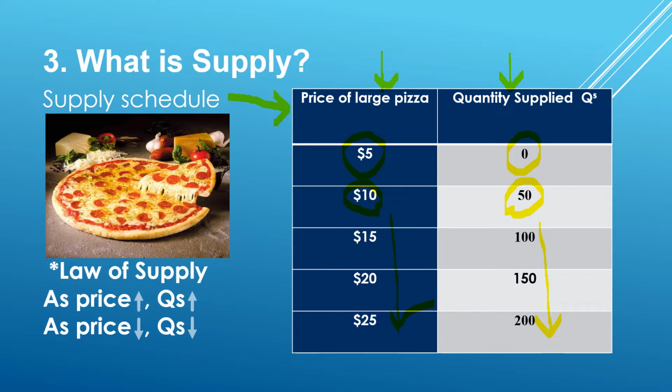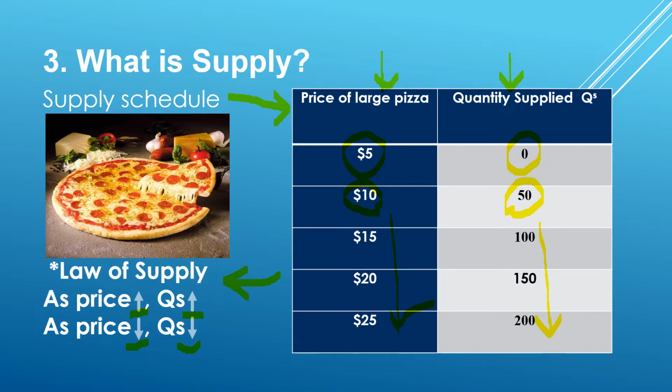So this tendency, when price goes higher, producers tend to produce more for sale, is called the law of supply. Law of supply says as the price goes higher, quantity supply goes higher. If the price goes down, quantity supply also goes down.